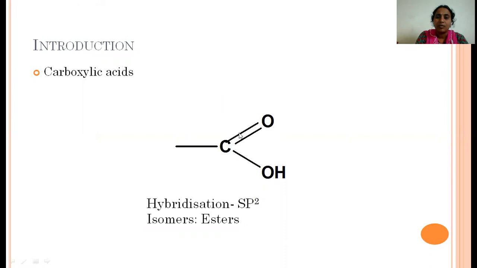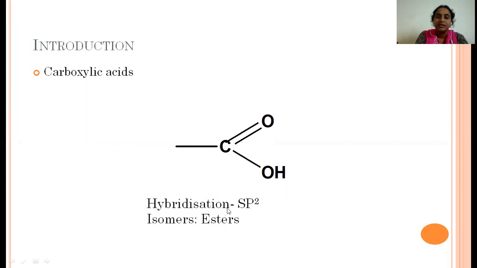Here, this carboxylic acid compound hybridization is sp2 hybridization, because this carbon is having one pi bond and three sigma bonds, hence this carbon hybridization is sp2 hybridization. That means one s orbital and two p orbitals of this carbon are involved in the hybridization and making four bonds. And here it is the pi bond.